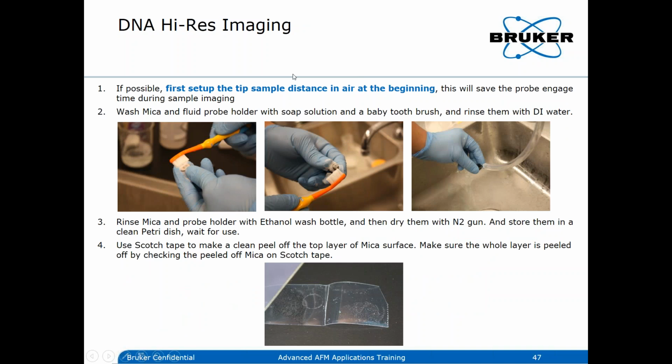Again, do everything, if possible, in air. Then you would wash the mica and the fluid probe holder with a soap solution or IPA and a baby toothbrush, a soft toothbrush, and then rinse them again with DI or Milli-Q water. Then you rinse mica and the probe holder with ethanol, then dry them with nitrogen, store them in a Petri dish. Then you use a Scotch tape to remove the top layer of the mica.